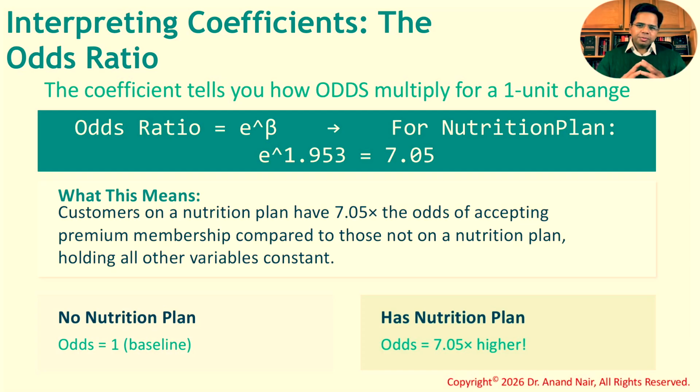For continuous variables like monthly spending, the coefficient is equal to 0.05. The interpretation is, for every $1 increase in monthly spending, the odds of upgrading multiply by e to the power of 0.05, which is equal to 1.05, or increase by about 5%. This is gold for the marketing team.